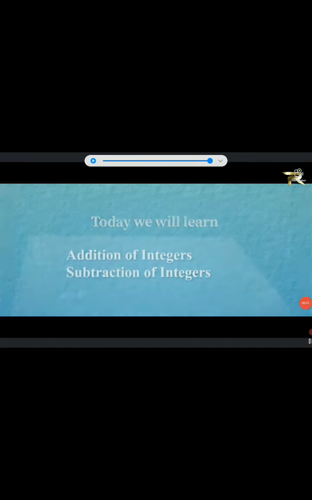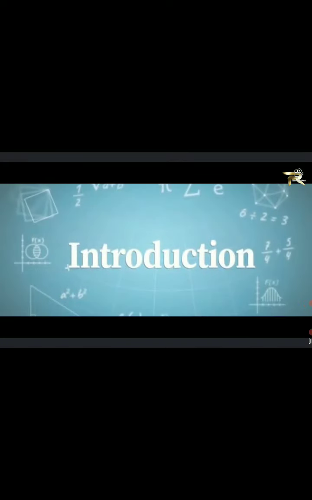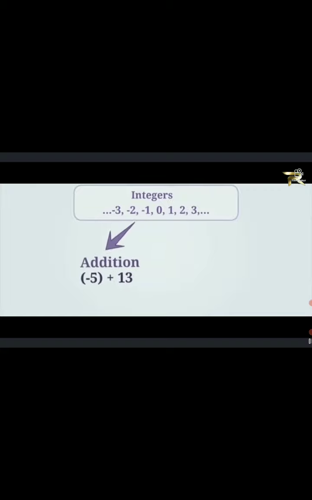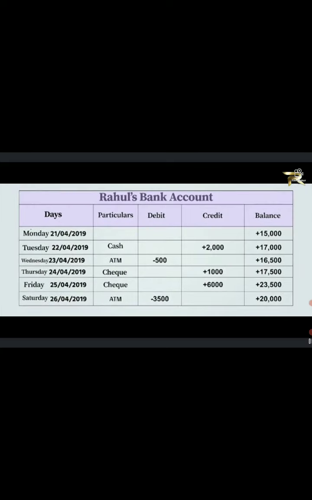and subtraction of integers. Understanding the addition and subtraction of integers is useful in many situations in our daily life. For example, look at Rahul's bank account. Here, amount credited is expressed with a positive sign and amount debited is expressed with a negative sign. To find the balance, we need to add the balance amount with the debited or credited amount.